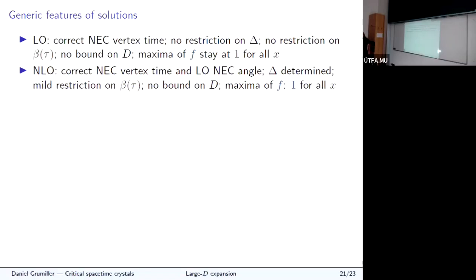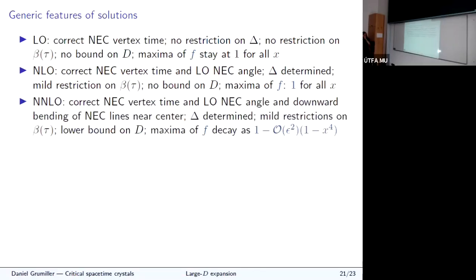Now, for next leading order, it turns out you actually get the correct neck vertex time and the correct leading order neck angle. I'll show you a plot in the end. This Ekman period is determined for reasons I just explained. There's a mild restriction on this function beta of tau, but there's still no bound on the dimension. And the maximum of f still remains 1 for all various levels.